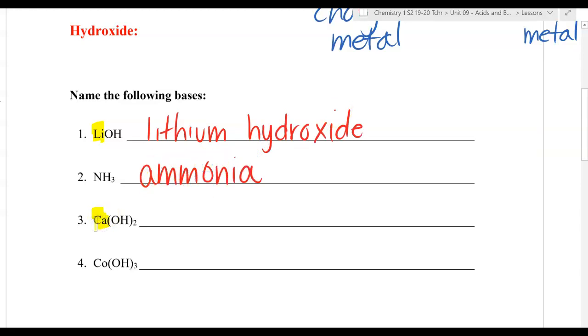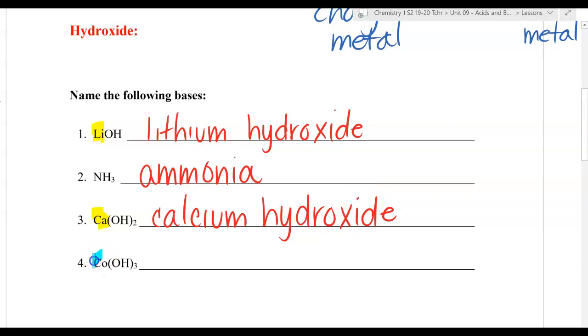For number 3, we look at the metal. It's calcium. It's in group 2. That's still the S block. So it is calcium hydroxide. S block metals do not need Roman numerals.